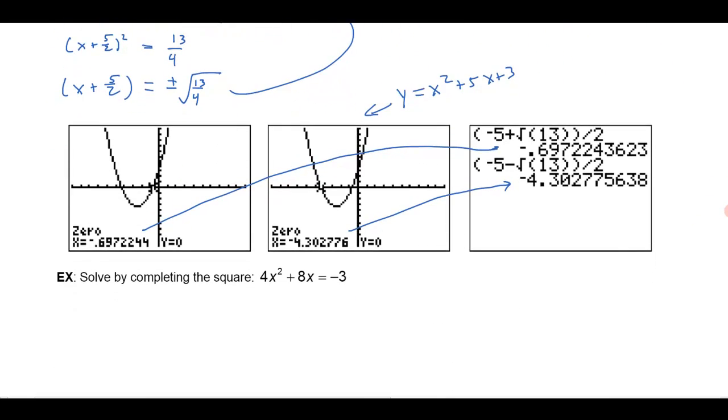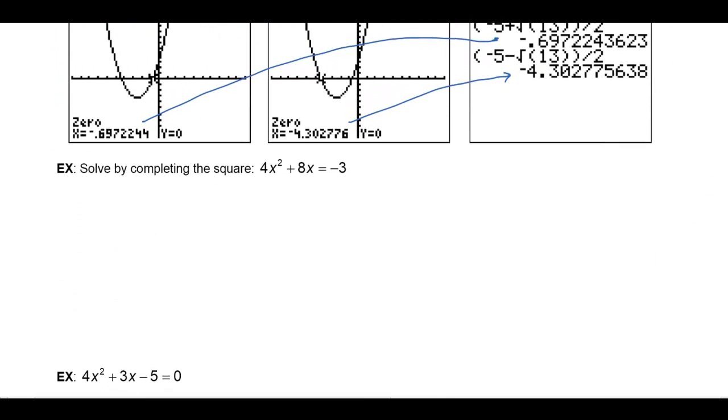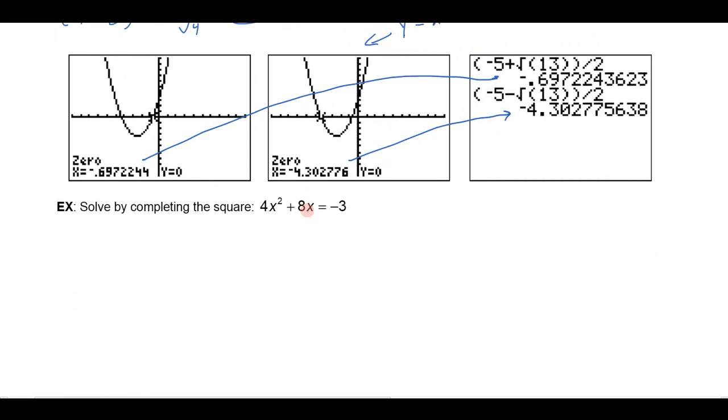Okay? Now let's do another one. Let's solve this one by completing the square. This is 4x squared plus 8x equals negative 3. Now the significance of this example is that the leading coefficient is 4, it's not 1. And if you remember from part 1, the leading coefficient must be 1 to complete the square. Okay?